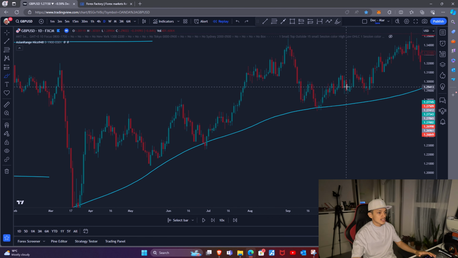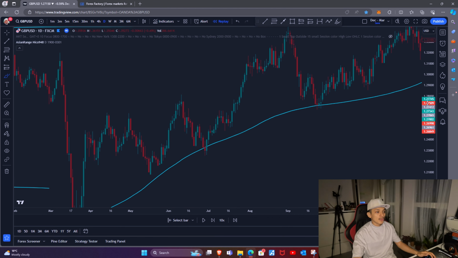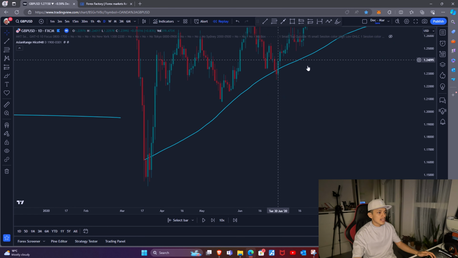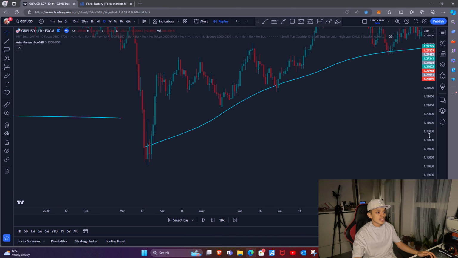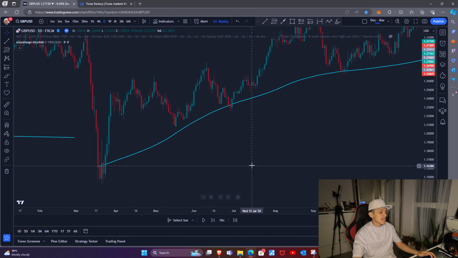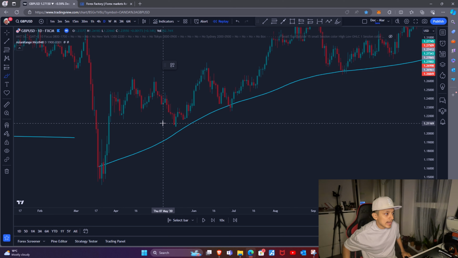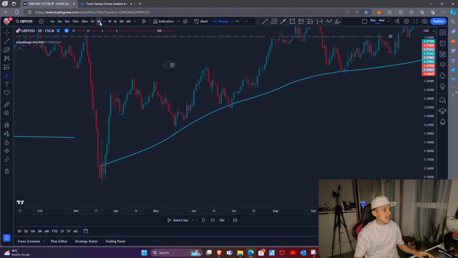So let's do this. I think first I really want to distinguish with you guys lows and highs, and really understand when a low is valid and when a low is not valid, and vice versa with highs. In this case, we're on the daily.